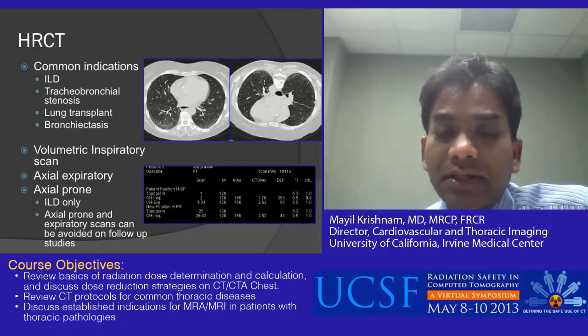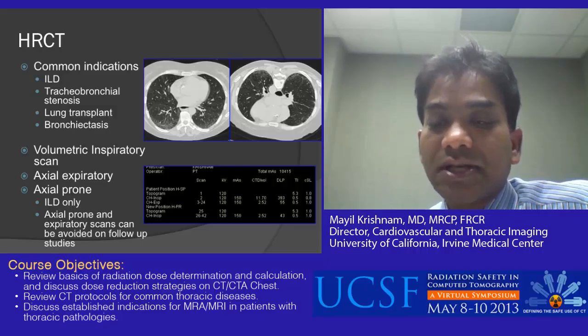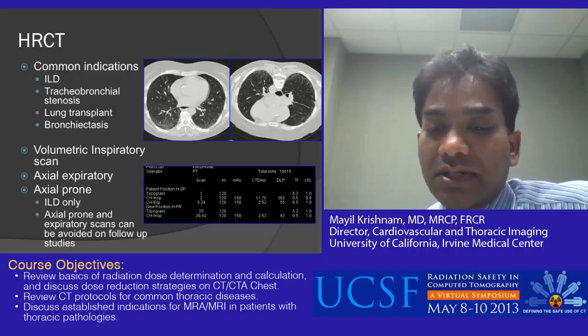On our right, a couple of images of a patient with non-specific interstitial pulmonary fibrosis. On the left is a supine volumetric inspiratory scan image showing some ground glass opacification in both lung bases. On the right, same patient on prone position showing persistence of that reticulation suggesting early interstitial pulmonary fibrosis.